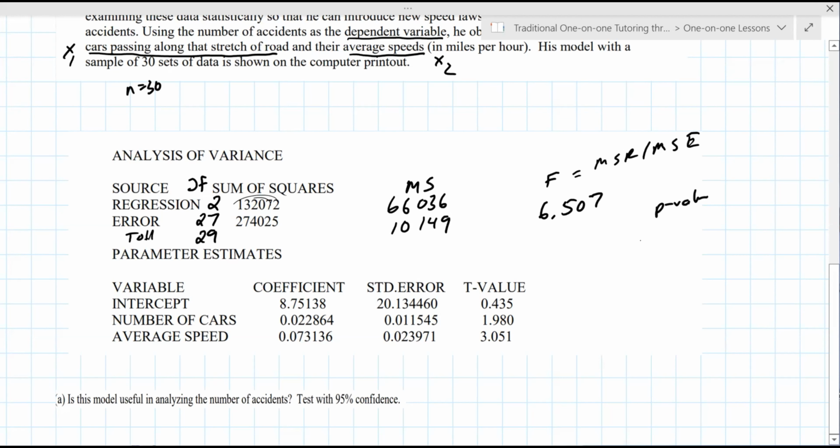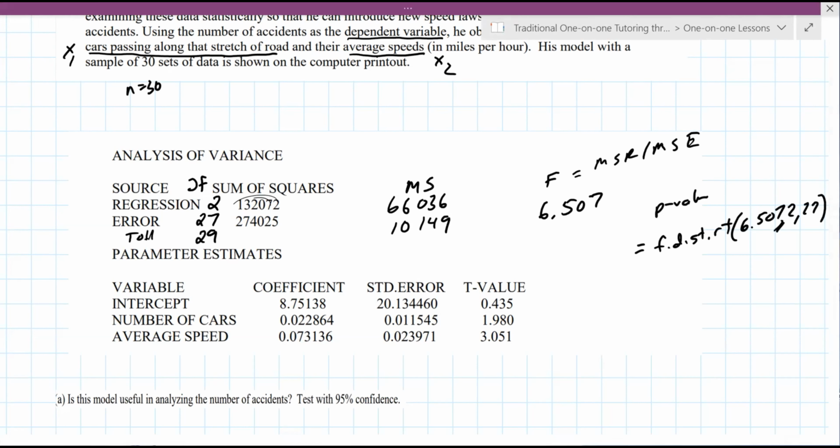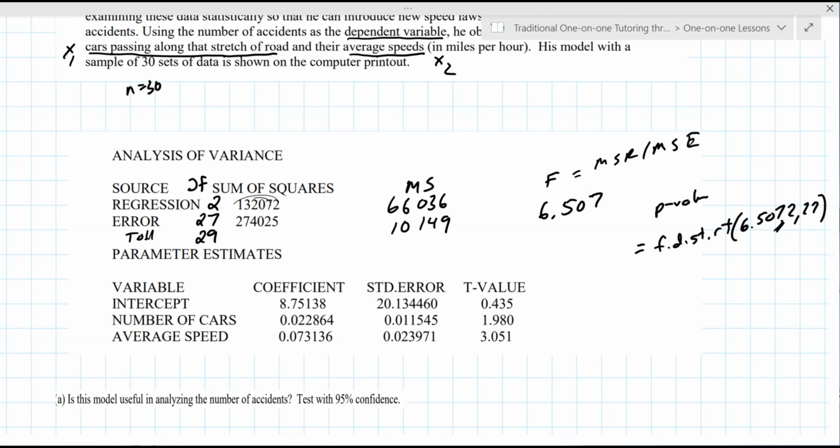And we need the p-value again. That's where you go to your Excel, F.DIST.RT, and then you choose the F value, 2, and then 27 for your degrees of freedom. So let me get that number for us.